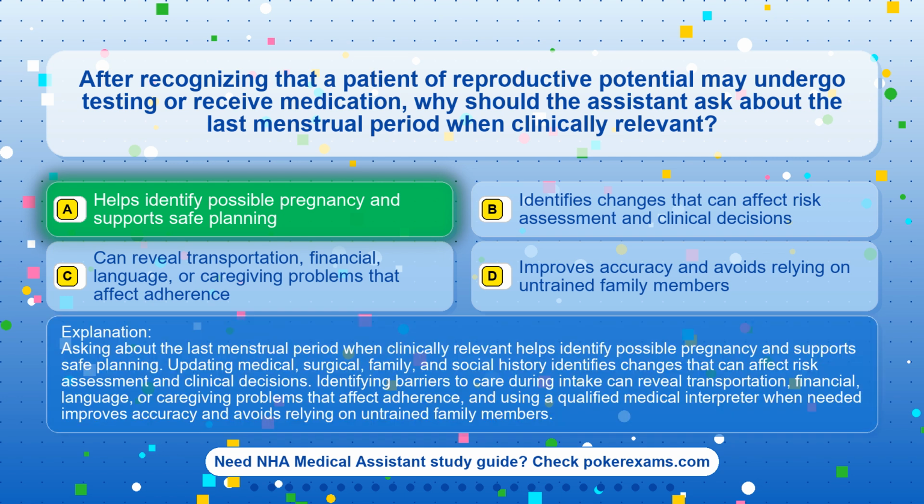Asking about the last menstrual period when clinically relevant helps identify possible pregnancy and supports safe planning. Updating medical, surgical, family, and social history identifies changes that can affect risk assessment and clinical decisions. Identifying barriers to care during intake can reveal transportation, financial, language, or caregiving problems that affect adherence, and using a qualified medical interpreter when needed improves accuracy and avoids relying on untrained family members.